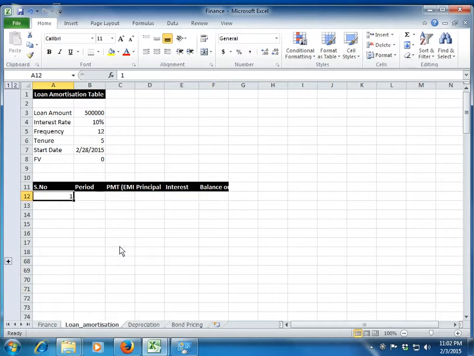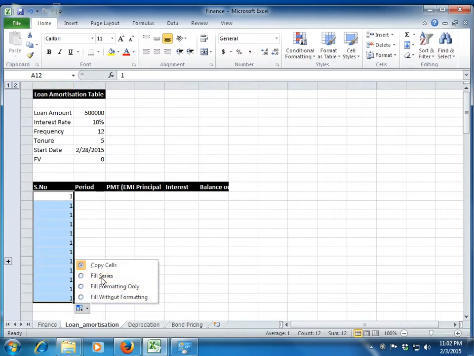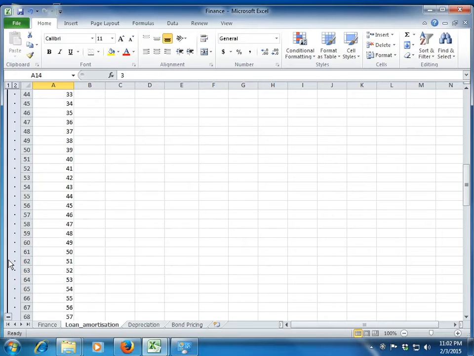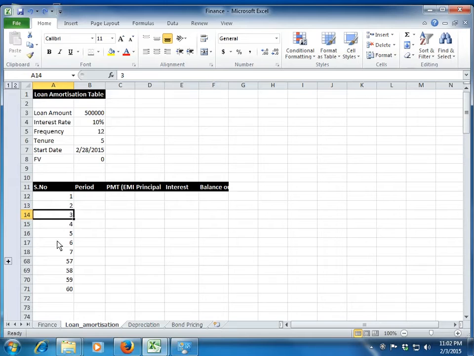So in this case we know that it will be 60, so let me drag it till 60. Okay, let me use the autofill option called fill series, and let me fill it till 60 for 60 months. You can see that in between I have grouped certain rows because otherwise the amount of data will be too high. So for convenience sake, I have hidden the rows in between.